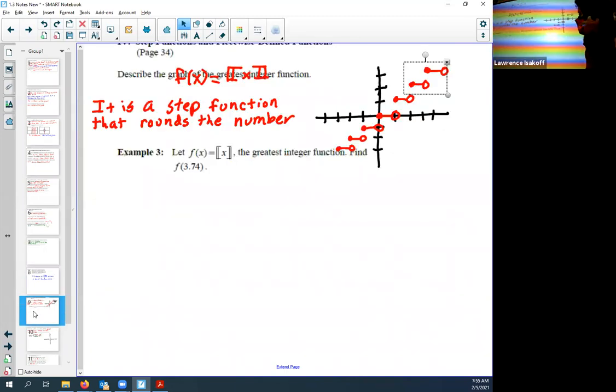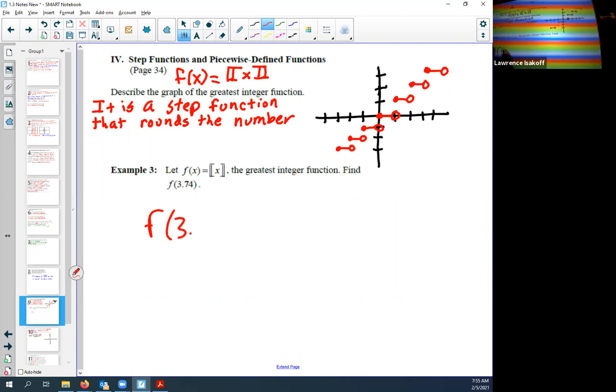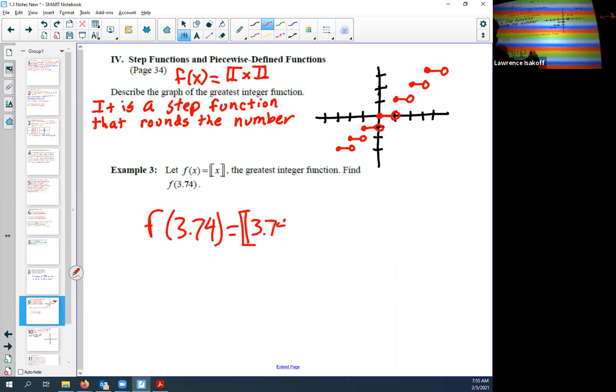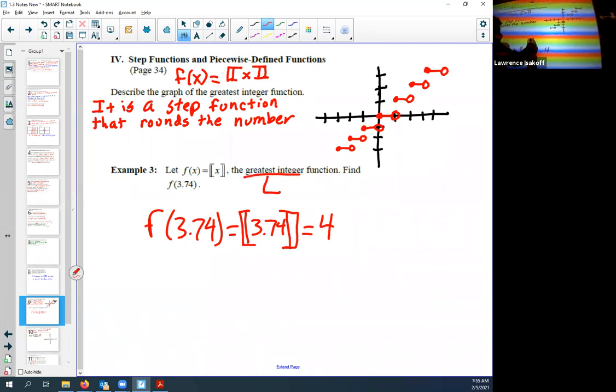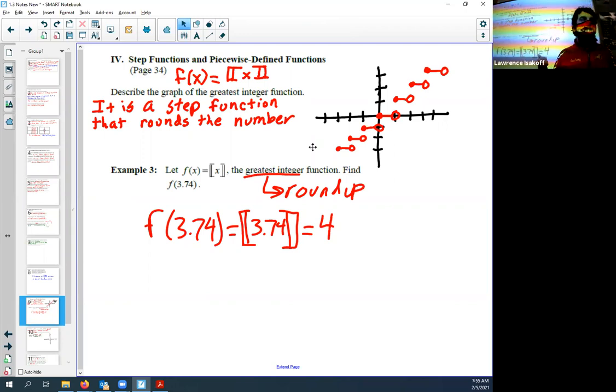Okay, so here, find this one. So find this. So f of 3.74 is equal to, so I'm using that step function. All I do is round this up. When I round that up, that's 4. So if we're using the greatest integer function, it says, hey, whatever you have, round it up, no big deal, that's it.